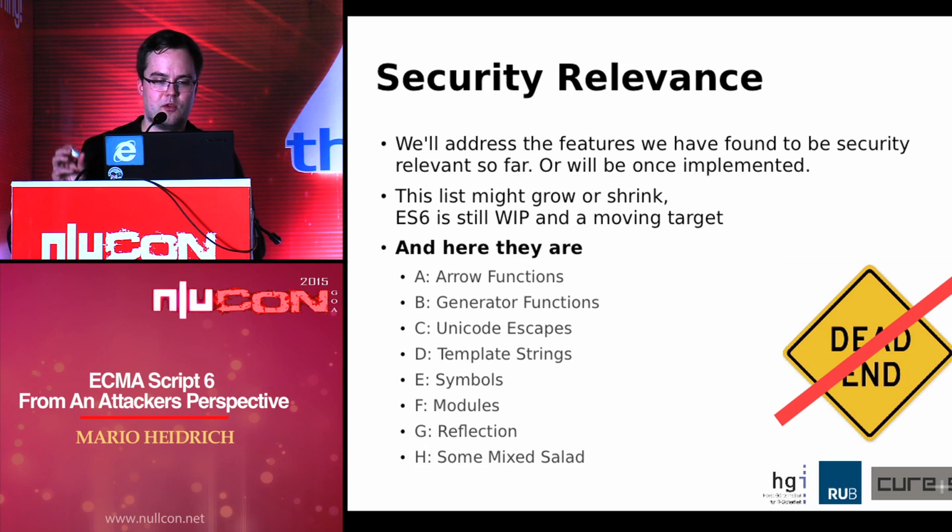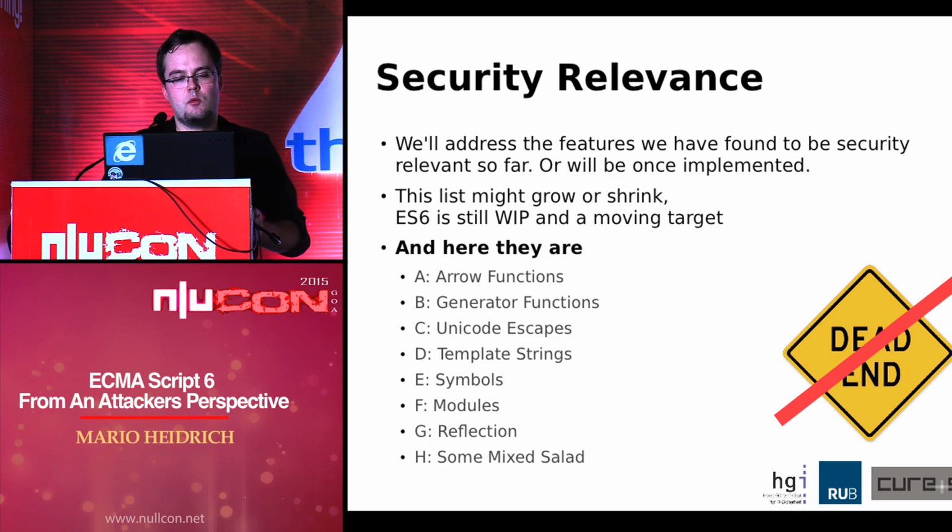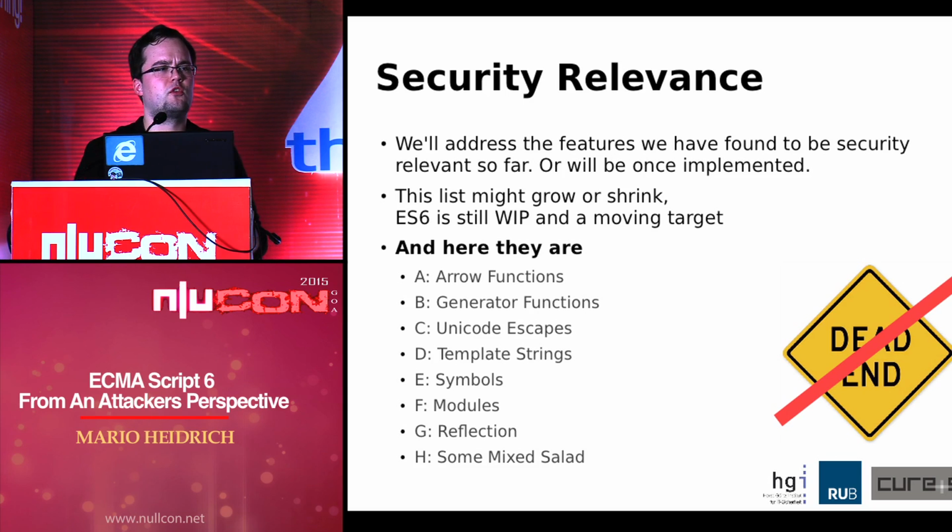And this is the list. The almighty list of features that we're going to have a look at, which is arrow functions, generator functions, Unicode escapes, templating strings, which is absolutely amazing, symbols, which is one of the mystery features that no one really understands, but if you have a deep look into this, you're like, oh my god, not really. Symbols, that's what they do?